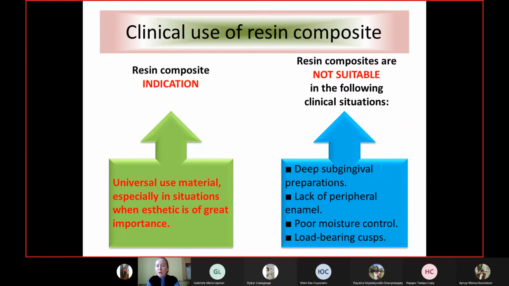They are not suitable in situations where there is poor moisture control, of course, because this material demands very dry environment for appropriate setting, and they are prohibited in the load-bearing cusps. Yes, I told it before. They are not used as core build-ups because they are strong and can cause fracture of the tooth crown or worse, root of the tooth.